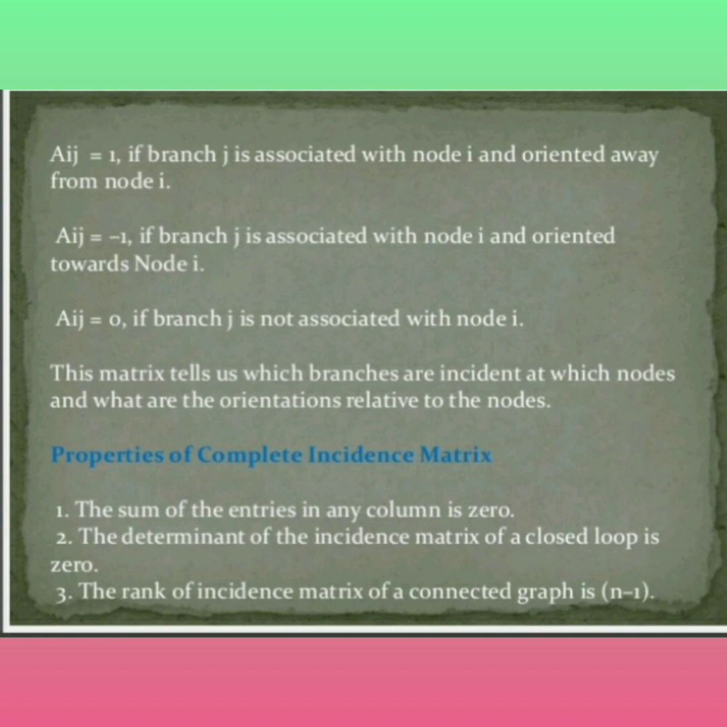Properties of the complete incidence matrix. The sum of the entries in any column is 0. The determinant of the incidence matrix of a closed loop is 0. The rank of the incidence matrix of a connected graph is n minus 1.